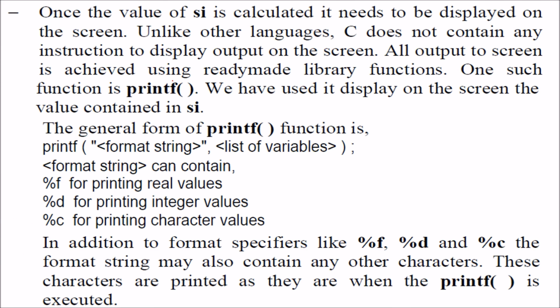Then we come to printf. This is very important because we want to show things on the console or output. The general form of printf is like this. You have printf, then the format string where we used %f, if you remember, and this was where we used SI. So this is the format string, and these are the list of variables. Any number of format strings and any number of variables you can put.